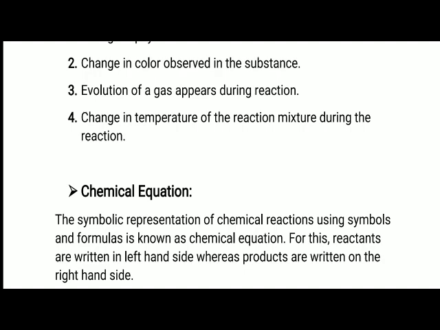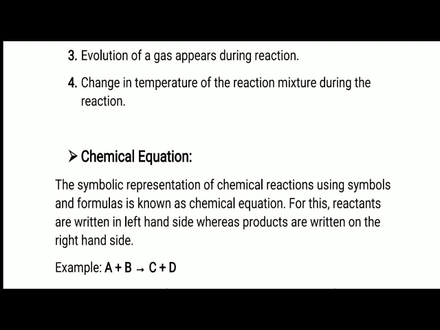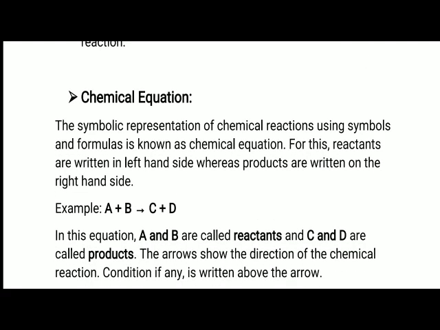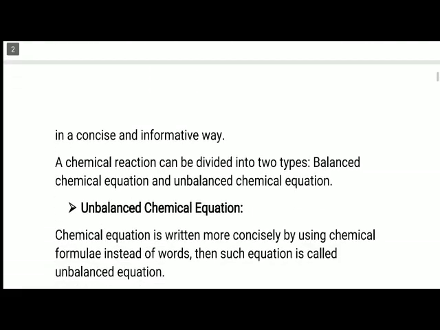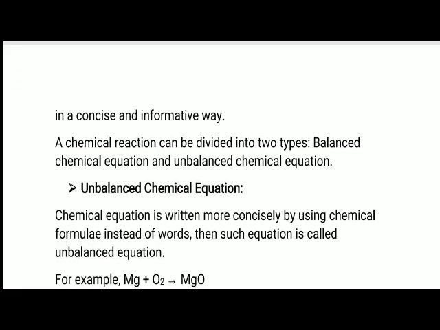Once again I am telling what chemical equations are. Symbolic representation of chemical reactions using symbols and formulas is known as chemical equations, in which the reactants are written on the left hand side and the products are written on the right hand side. We also studied its general formula, definitions, and then its types. How many kinds of chemical equations are there?